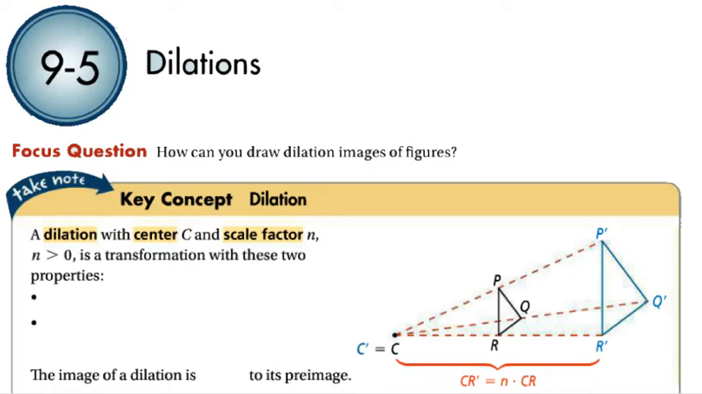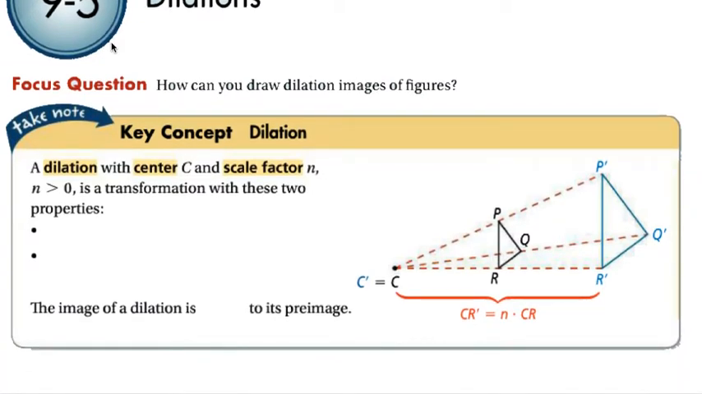Well, welcome to lesson 9.5 on dilations. Dilations are a type of transformation that is not an isometry, okay? Our dilations are actually going to be taking a pre-image and either blowing it up bigger or reducing it to be smaller. So we're going to have a center about our dilation. We're going to call that point C for center. And we're also going to have a scale factor. They're going to call that N.